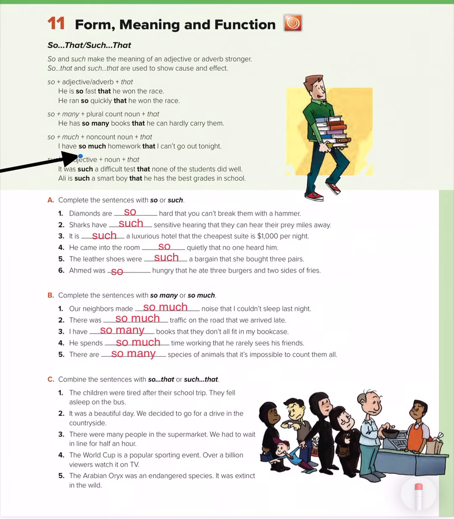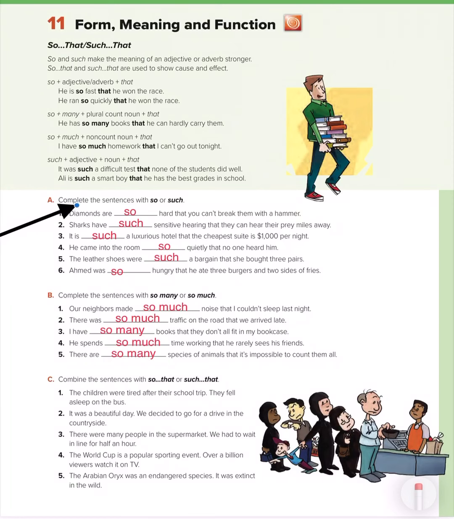Such plus adjective plus noun, then that. It was such a difficult test that none of the students did well. So if you use such, then that, we use it to show the causes or the effects. So you tell me the effect. Ali is such a smart boy that he has the best grades in the school.